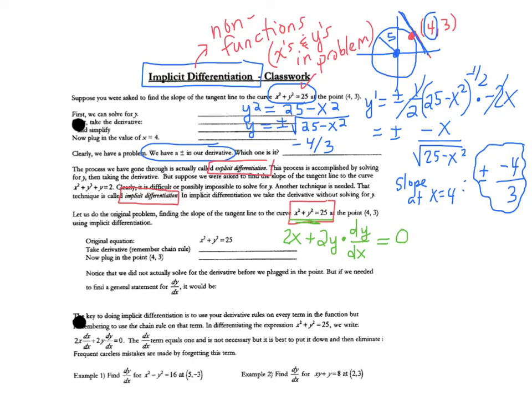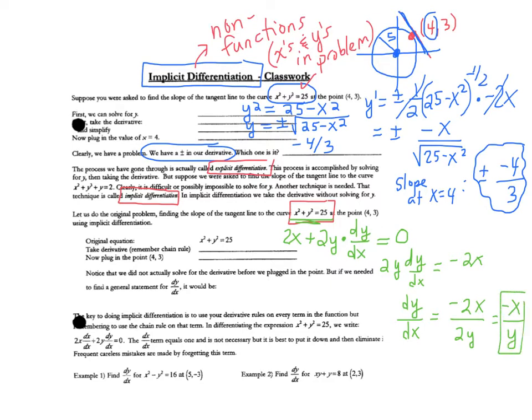So what we're going to do now is solve for dy/dx. I could subtract over my 2x. So I have 2y dy/dx is equal to negative 2x. Our goal is to always get dy/dx alone. So if I were to solve for this, I would divide over my 2y, and my answer would be negative x over y.